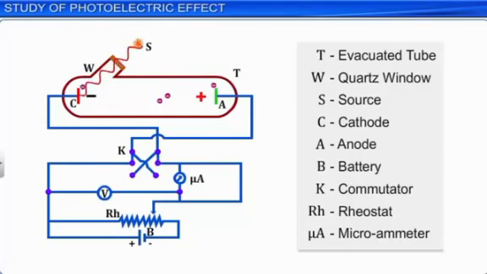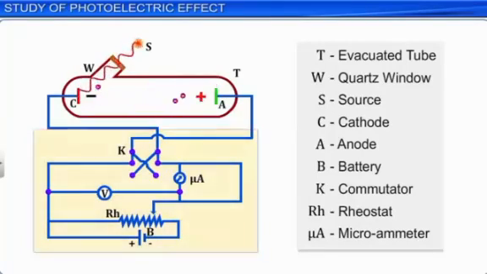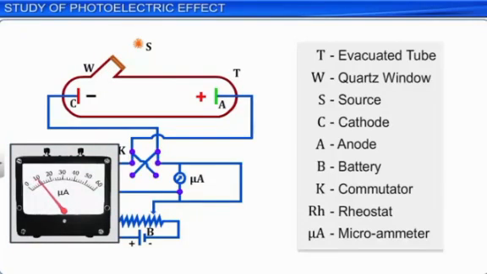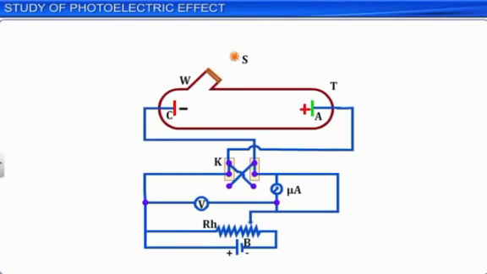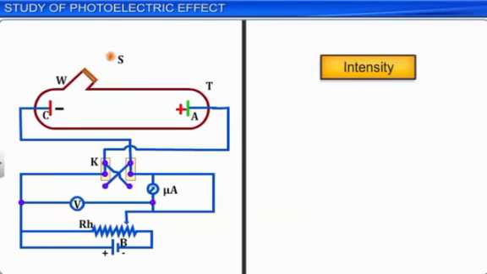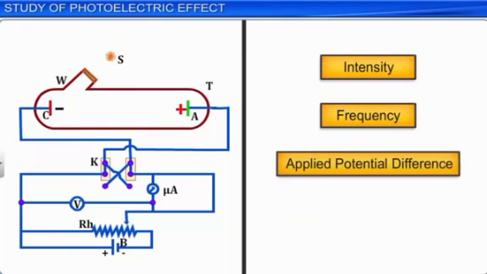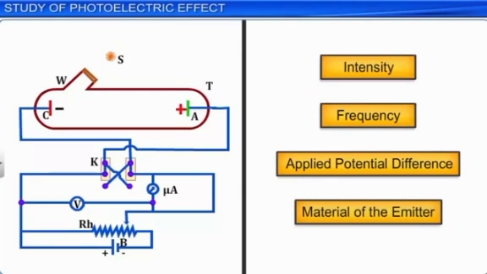The emitted electrons reach the collector, and when they flow in the external circuit, the resultant current, called the photoelectric current, is measured by the microammeter A. Using this experimental arrangement, let us now study the variation of photoelectric current when we vary the intensity of radiation, frequency of radiation, the applied potential difference between the plates, and the material of the emitter.